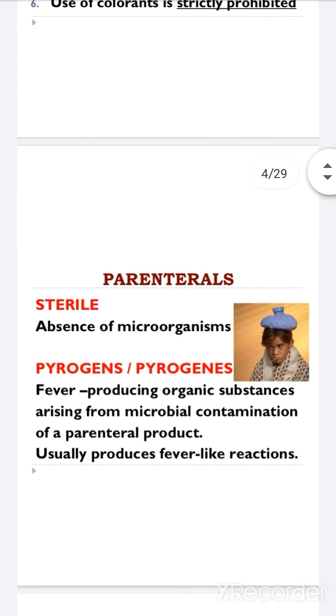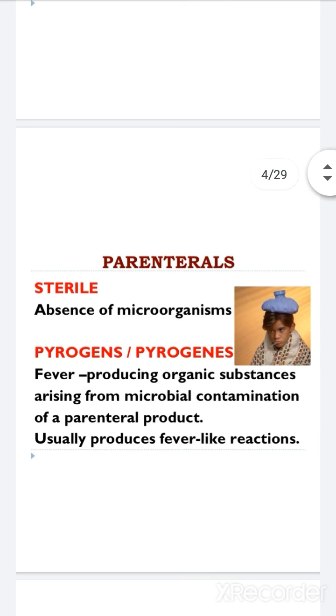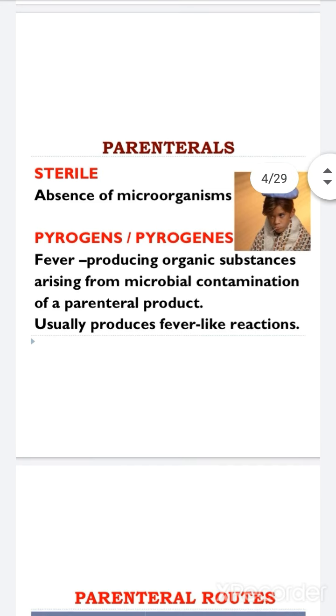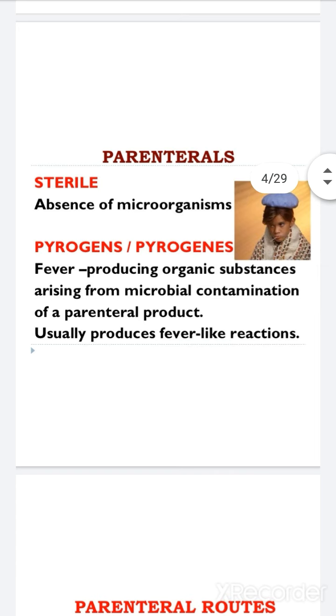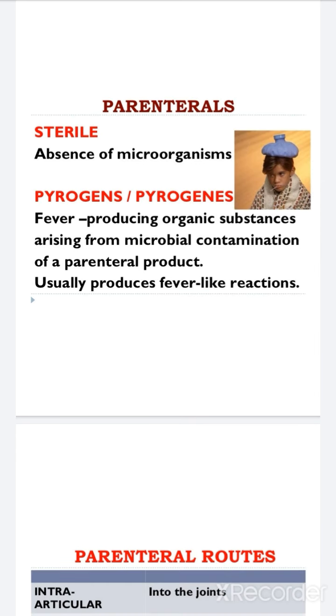So parenterals should be sterile. It means absence of microorganisms like bacteria, fungus, or any foreign substance. Pyrogens. What are pyrogens? Pyrogens are foreign substances. They are fever-producing organic substances arising from microbial contamination of a parenteral product, or we can say pyrogens are just foreign particles that usually produce fever-like reactions. It means they increase the body temperature.